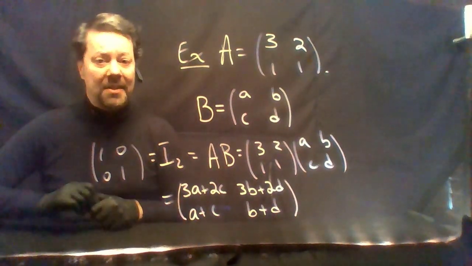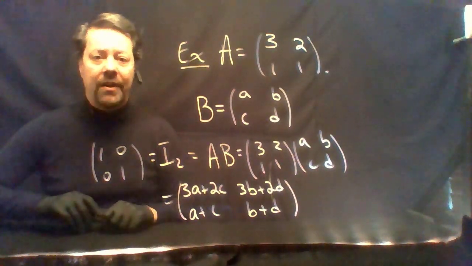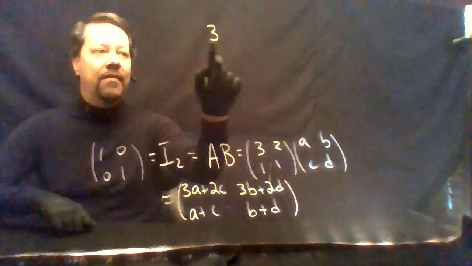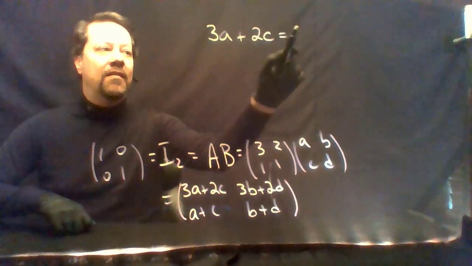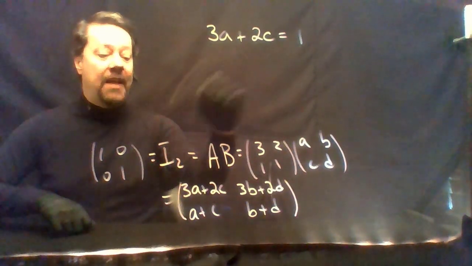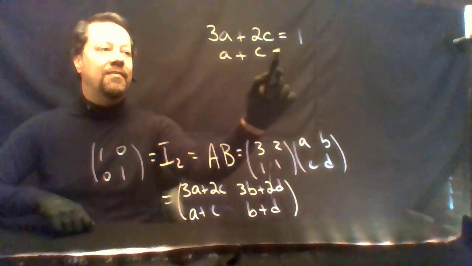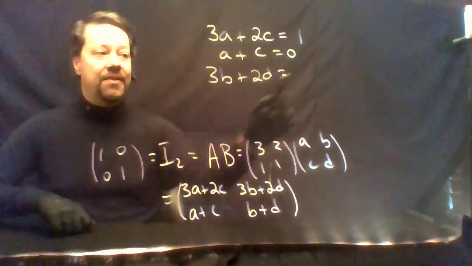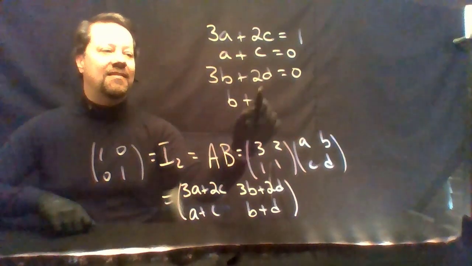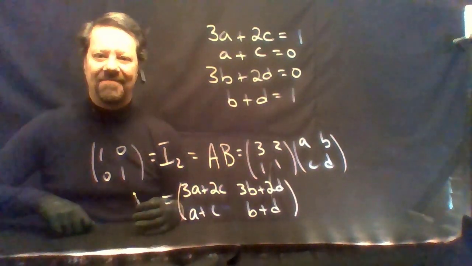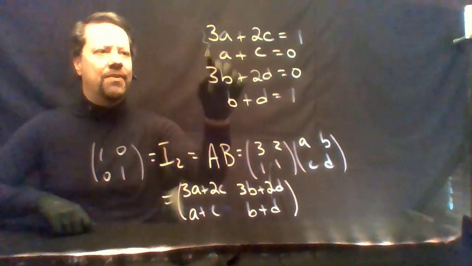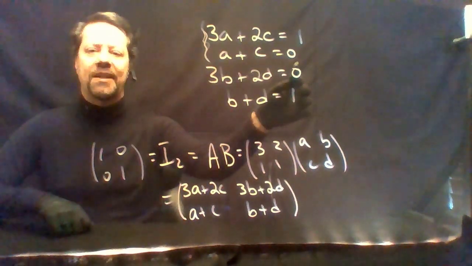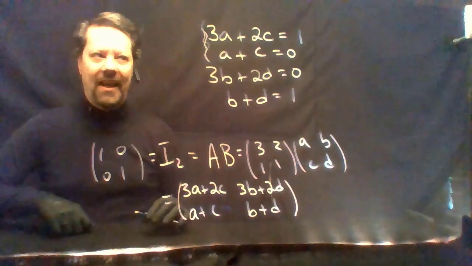This gives us a system of 4 equations in 4 unknowns. In particular, 3A plus 2C must equal 1. Also, A plus C must equal 0. 3B plus 2D is 0, and B plus D is 1. You can see that if we take these first 2 equations, we can solve those for A and C. In particular, if we multiply the second equation by 2 and subtract, we'll get A equals 1.